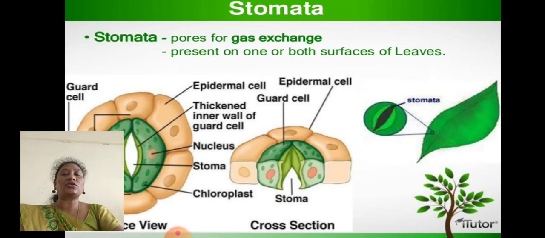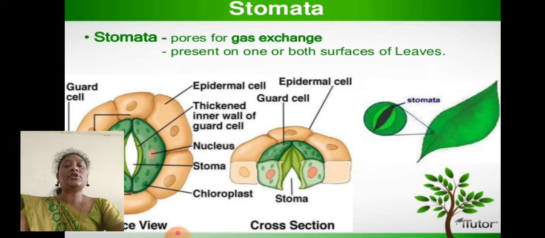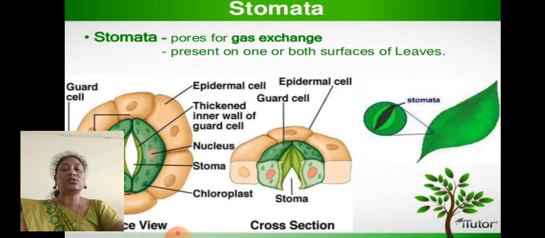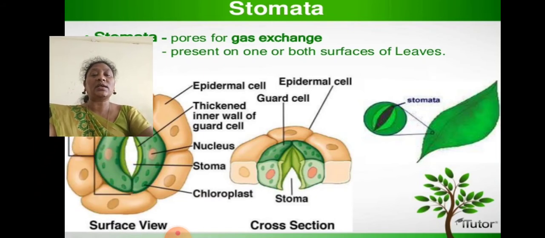Coming to the structure of stomata. Stomatal pores are used for gaseous exchange. You can see the stomatal pore present on one or both surfaces of the leaves, either the topmost or the base surface. You can see the structures: epidermal cells, thickened inner walls of the guard cells, nucleus, stomata, the gap called the stoma, the chloroplast, guard cells.